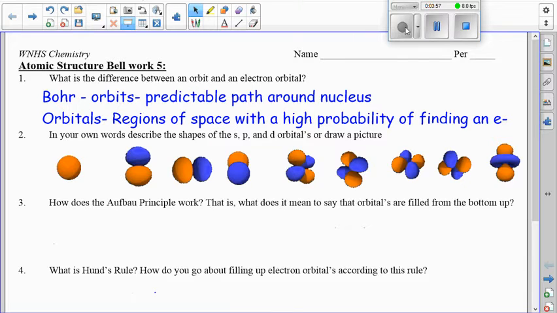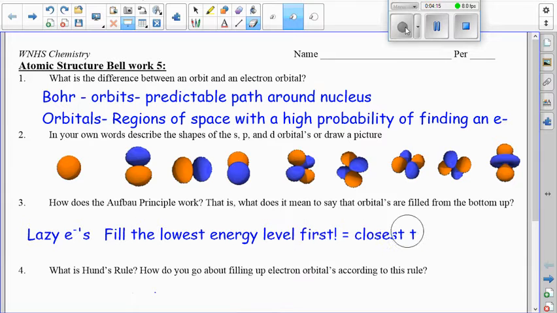Aufbau principle. Grace, talk to me. What the heck is this Aufbau principle? Just where you fill electrons starting from the bottom. So you want to start electrons from the bottom, which is the lowest energy level. That's the key idea. That's why we start from the bottom and fill your way up. Okay? So electrons are lazy. They'll fill the lowest energy level possible before they move up. And again, lowest energy levels are closest to the nucleus.